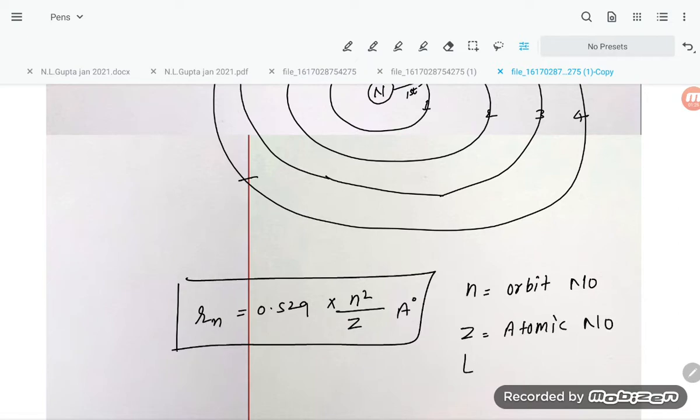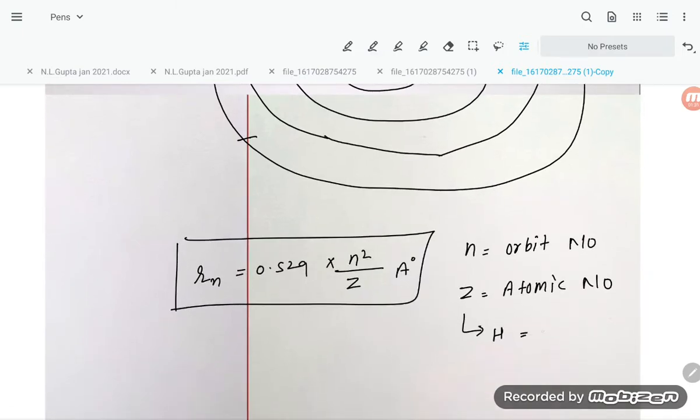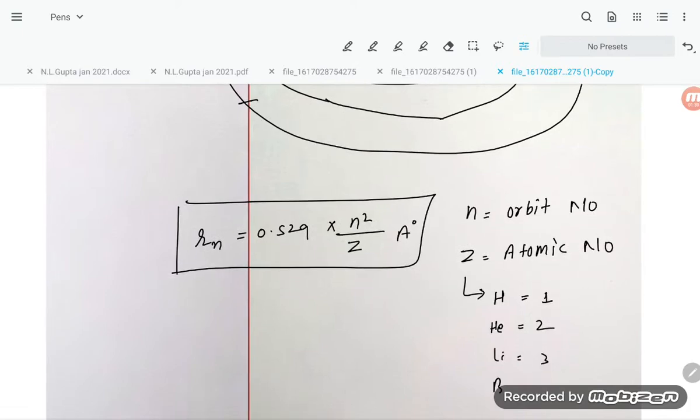For the atomic number, hydrogen is 1, helium is 2, lithium is 3, and beryllium is 4. So that is what we have to use to calculate the radius.